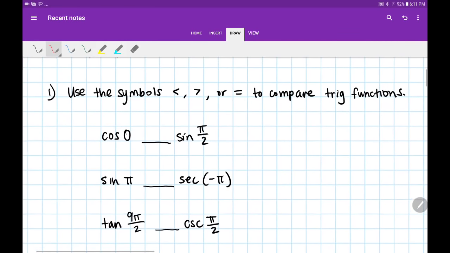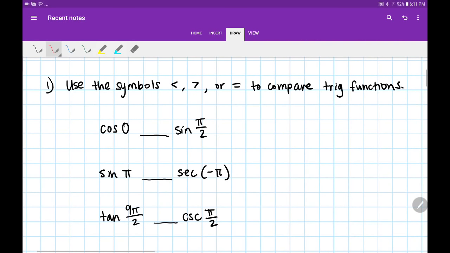So we're going to be comparing cosine 0 and sine of pi over 2. We're going to determine which is less than, which is greater than, or if they're equal to each other. So to start off, let's find cosine of 0.